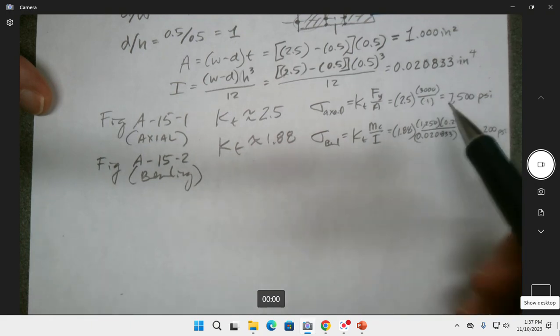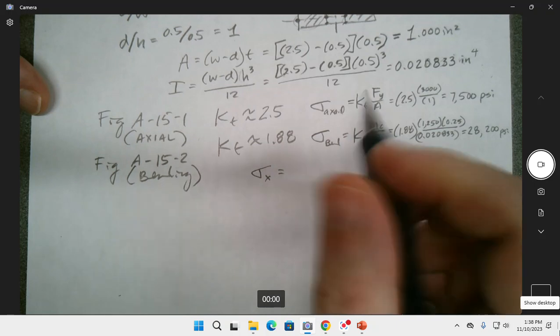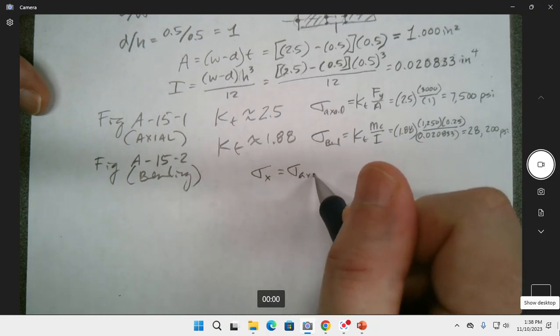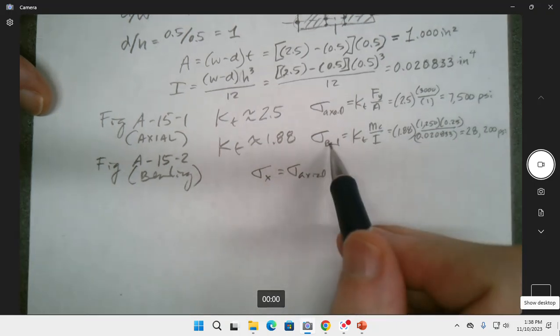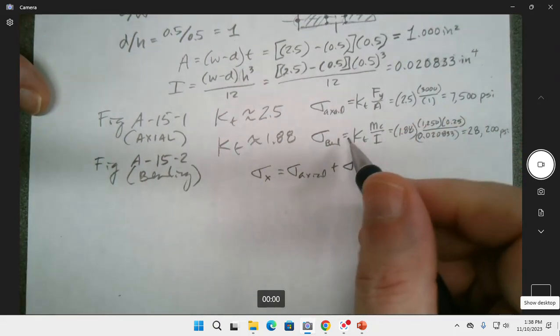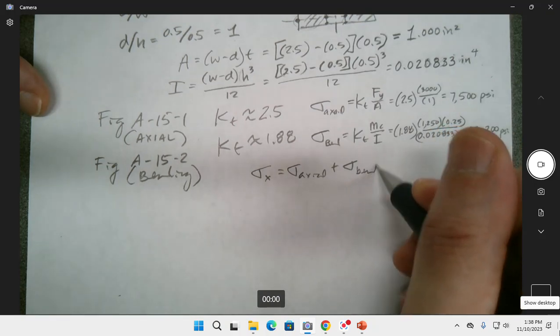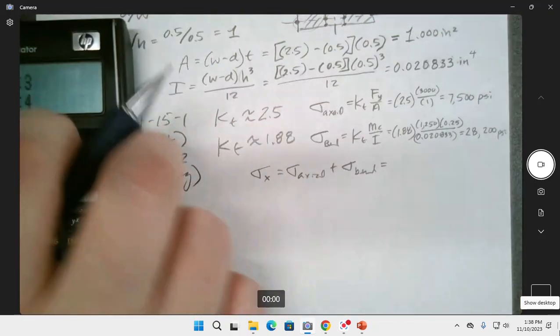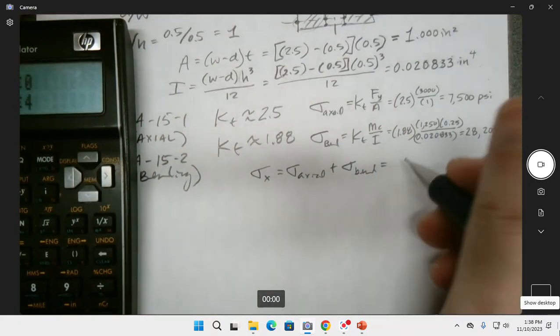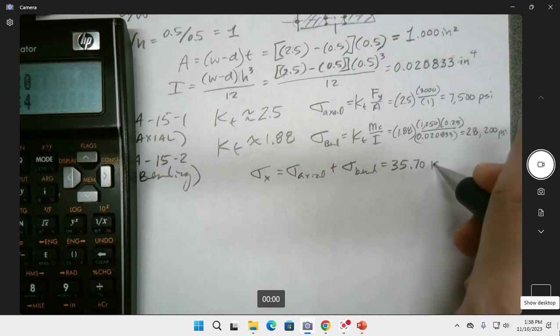Let me explain why. All right, so we will write out what the maximum stress is in the x direction. By the way, this is both tension and compression, but we only care about the biggest value. So it's going to be tension on the top, and axial is tension, so those are the ones that we're adding together. So boom, and I'm going to make it into ksi now: 35.7 ksi.